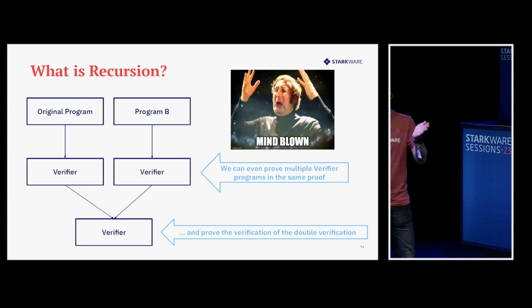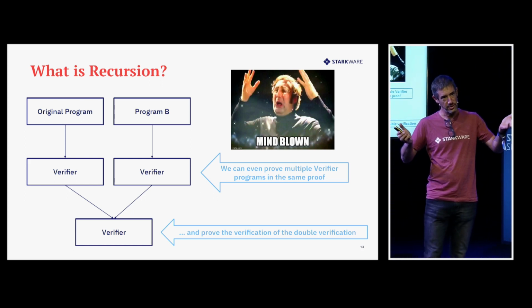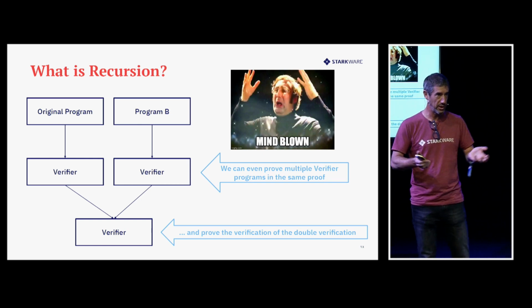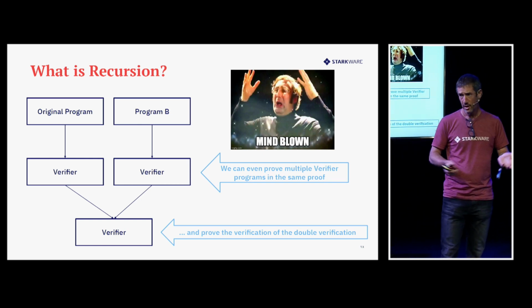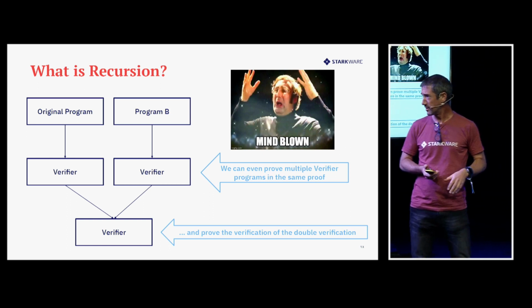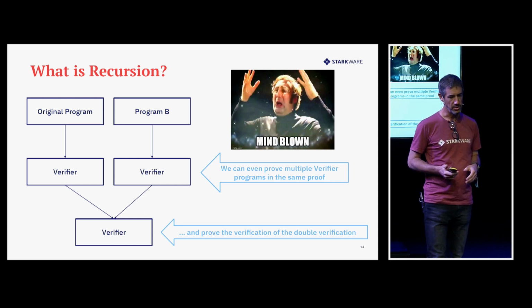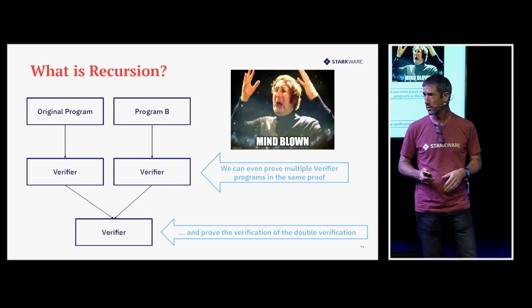So if we apply this pattern again and again, now we gain. Because every time we compress two proofs into a single proof. And if we repeat that many times, we can do that in parallel, we can do that in any form of binary tree that you like. We end up proving in one proof many, many statements. And that's the essence of recursion.